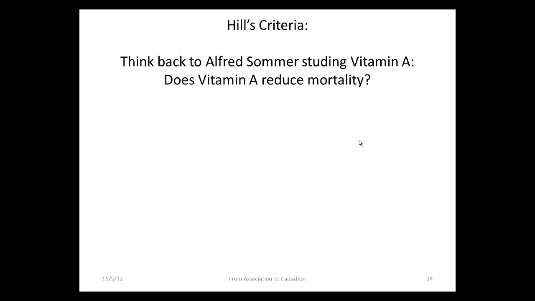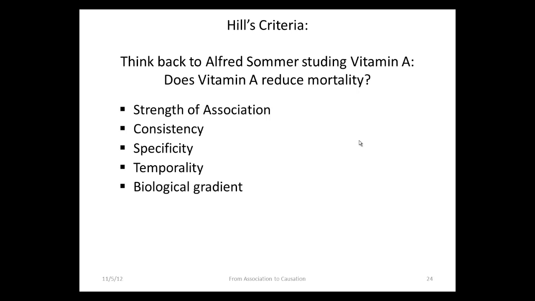If you want to apply these yourself, think back to our Experimental Designs Week when we talked about Alfred Sommer studying vitamin A. As he set out to demonstrate that vitamin A doses could reduce mortality, he went through a series of studies. We looked at both an observational study and an experimental study he did. If you think about the various criteria, you might spend some time thinking at what point in his trajectory of studies were the different criteria met, if at all. And when was he able to convince the scientific community that this was indeed a causal relationship?